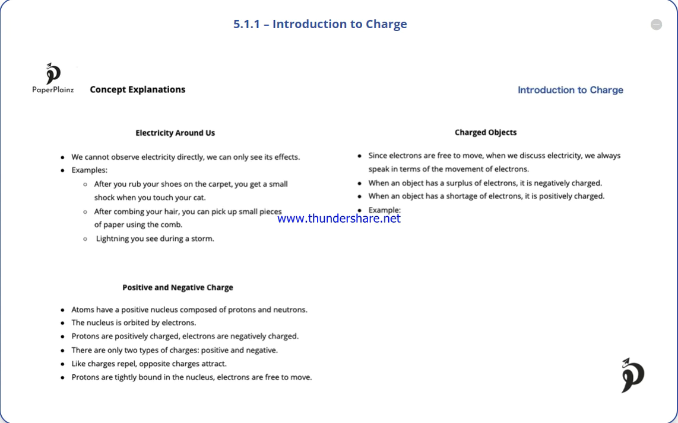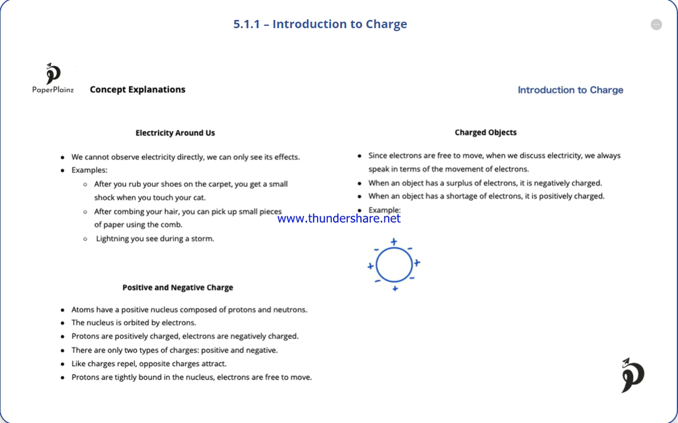Imagine that we have a conducting sphere. Conducting means that the sphere is made of a material that allows electrons to move around easily. Most metals are good conductors, while for example rubber or glass are bad conductors. Bad conductors are also called insulators.